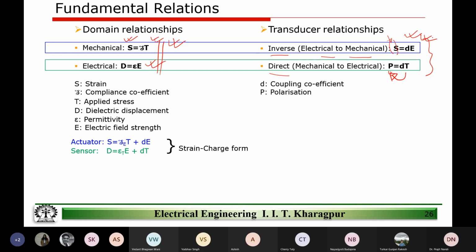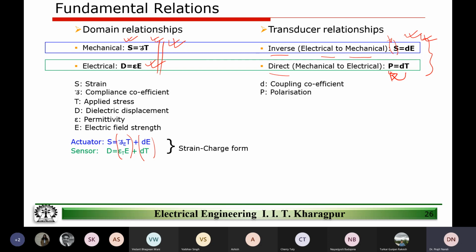Now, because we are talking of smart materials, we have to consider both the domain relationship and the transducer relationships to characterize the material completely, because it will then show why the material is going to have both the domain. So this side again corresponds to the domain relationship, and this side corresponds to the transducer or the smart aspect of the material, right?